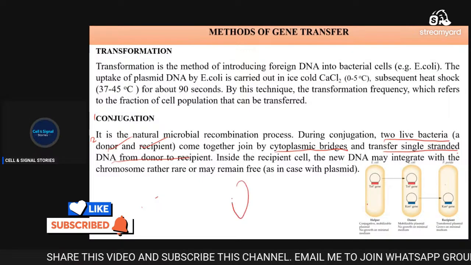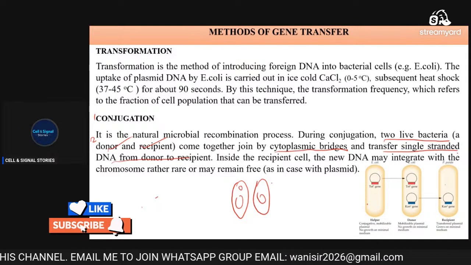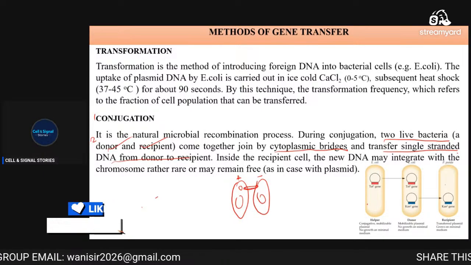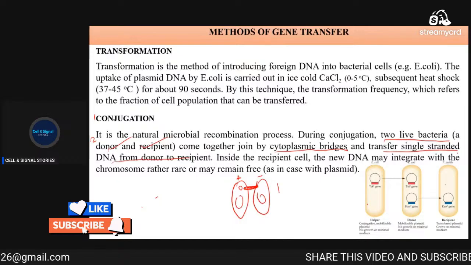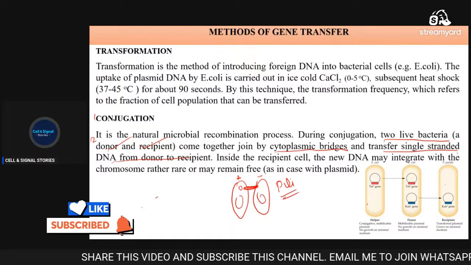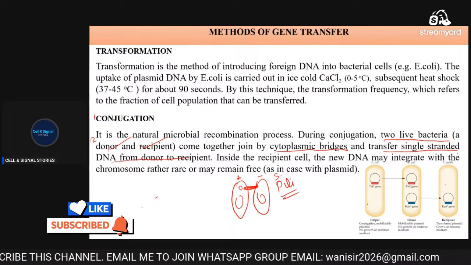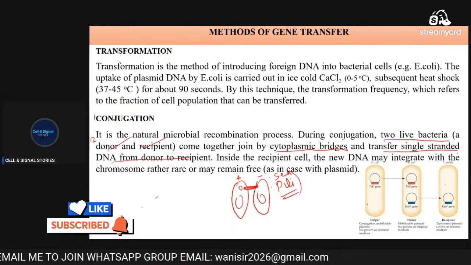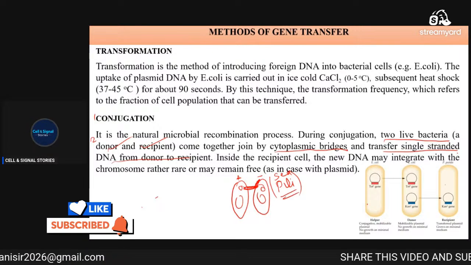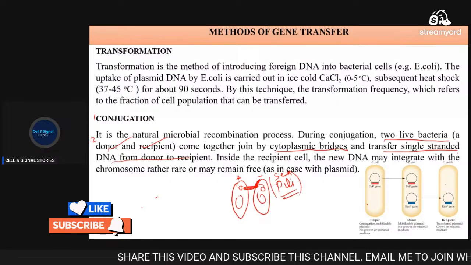That means two bacteria, one is donor, another is recipient. This is positive, this is negative. They form the cytoplasmic bridge, that is a pilus, and they come together and transfer the DNA. These cytoplasmic bridges are also called sex pili. So they transfer this single stranded DNA to the other bacteria.